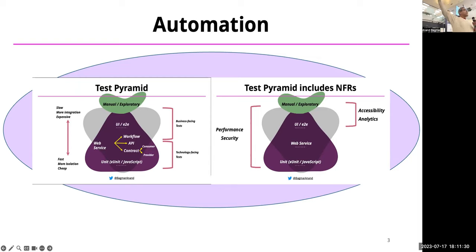Now, why a pyramid? That has a big significance. A pyramid, by nature, is wide at the base. You want to have the maximum number of tests at the base of your pyramid, that is your unit tests. You want to have maximum unit tests. As you go up the pyramid, you want to have fewer and fewer automated tests.